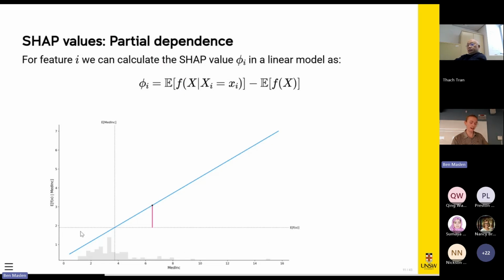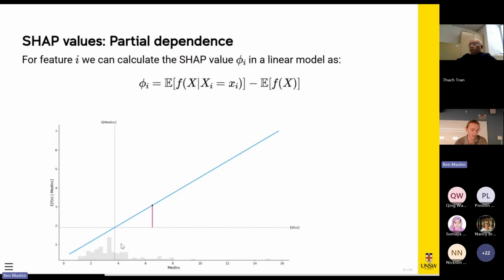And on the y-axis, in this blue line here, we are plotting the expected value of our function given the median household income is equal to a certain value. So if we averaged out everything else in the model and the only thing we change is median household income, then this is the line that we get.